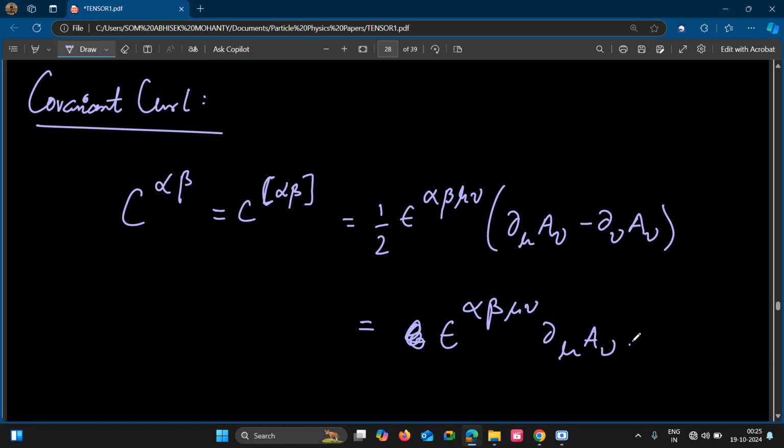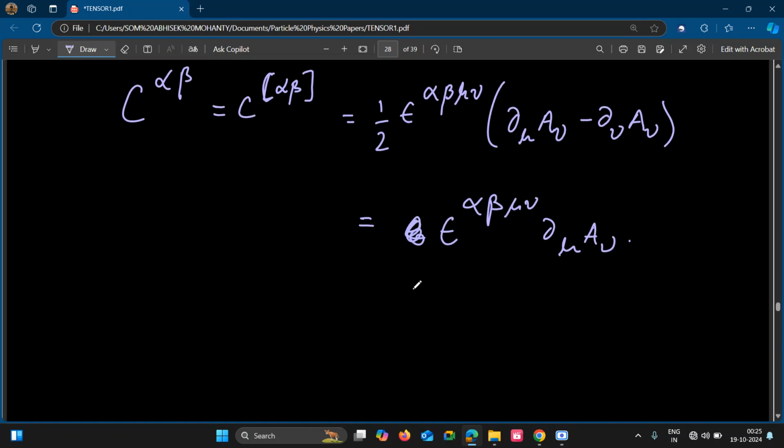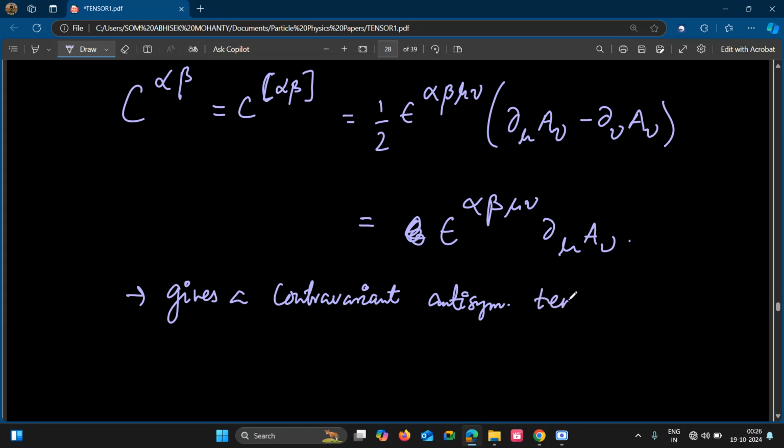Yeah. Okay. So this gives a what? Contravariant antisymmetric tensor. Okay, this is a contravariant antisymmetric tensor of rank 2.